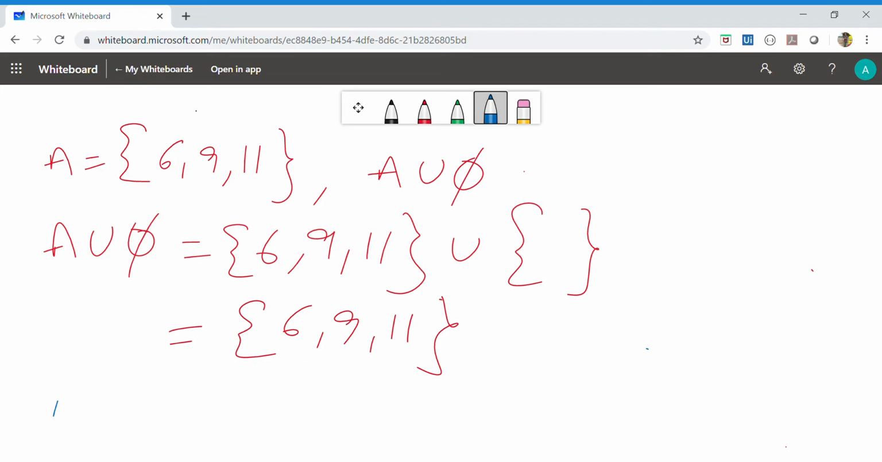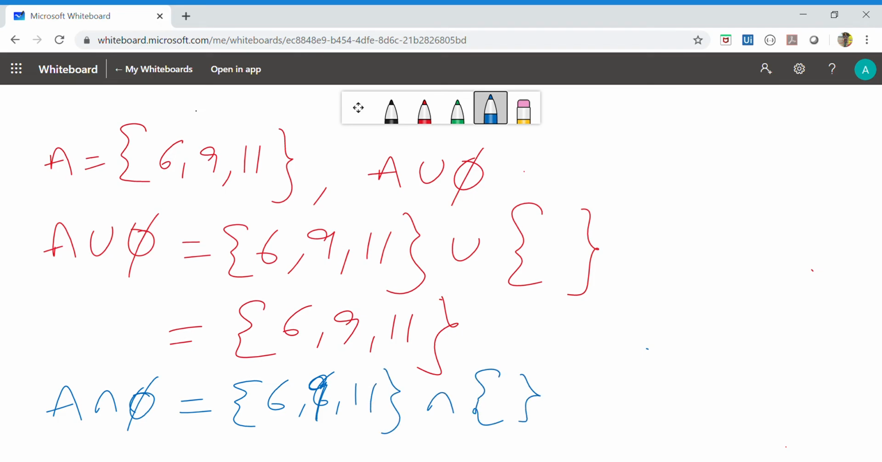What is A intersection empty set? A is {6, 9, 11}, and the intersection with the null set, the empty set, means you have to write the common elements. There are no common elements. What is the common element? Only the null set; nothing is common. So A intersection empty set is equal to the empty set, and A union empty set is equal to A. This is also the identity law: A union empty set is equal to A, and A intersection empty set is equal to the empty set.